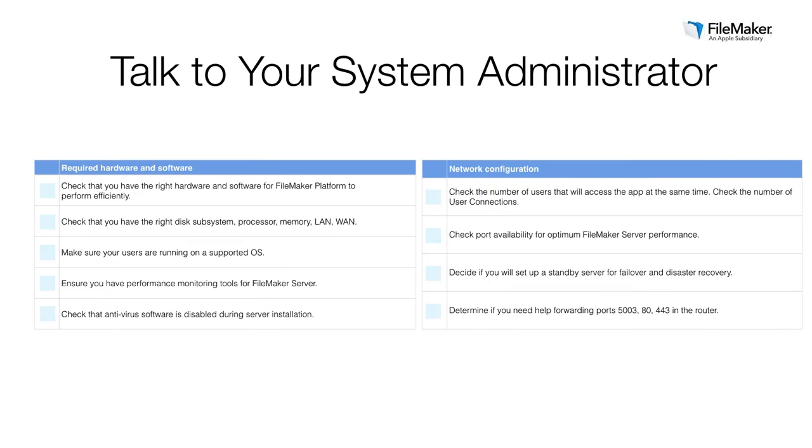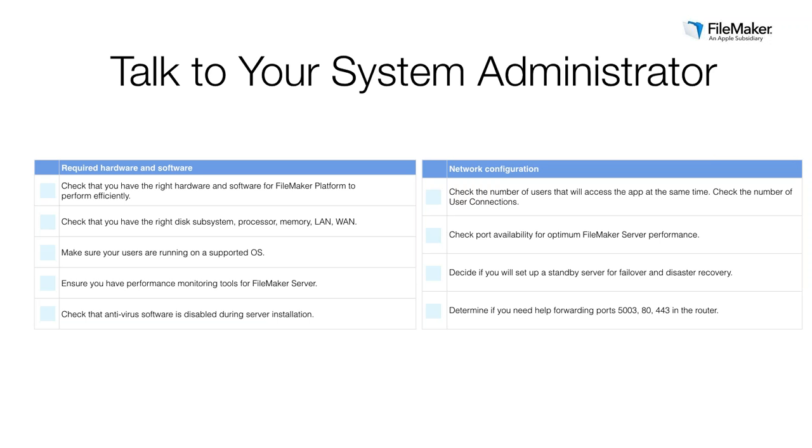So these next couple of slides are taken right from the deploy guide. They're things that you'll want to talk to your system administrator about. To highlight just a couple of these, this first one we've already discussed, but it definitely bears repeating. That very first one under the required hardware and software section: check that you have the right hardware and software for the FileMaker platform to perform efficiently. Again, this means a dedicated machine. This means enough RAM and CPU. This means the right operating system. It's really important to keep these things in mind. You don't want to be slow right off the bat.